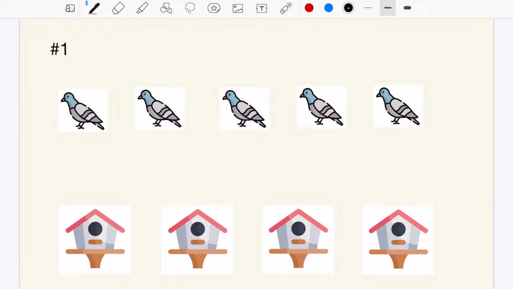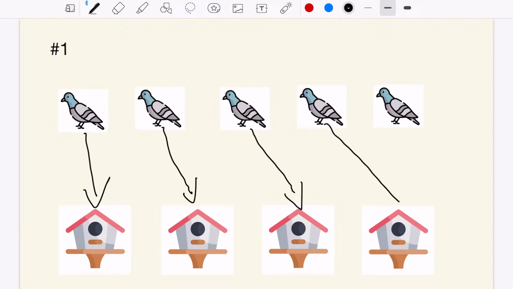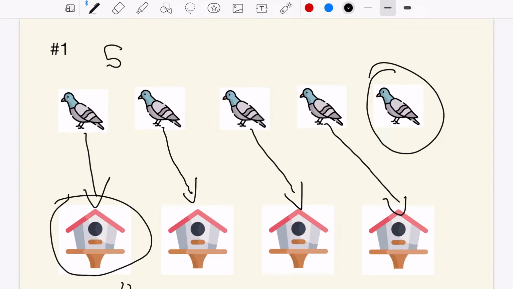So the basic mechanics of the pigeonhole principle is very simple. Let's assume that there are 4 pigeonholes and there are 5 pigeons. Each pigeon will go into a pigeonhole, so the first pigeon will go into the first pigeonhole, the second pigeon will go to the second pigeonhole, and the third pigeon will go to the third pigeonhole, and so on. But there is 1 pigeon left, therefore if there are 5 pigeons and 4 pigeonholes, there will be at least 1 pigeonhole that has 2 pigeons.